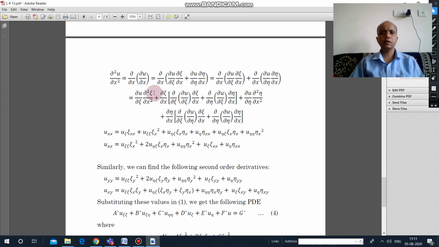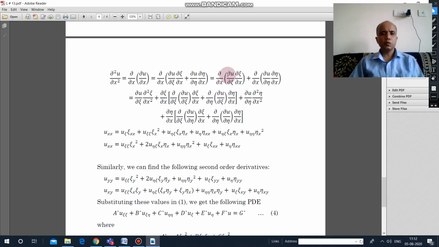Now look at this, the first derivative of second. So the second derivative of second is ∂²ξ/∂x². It's very simple. But when you find the derivative of ∂/∂x of ∂u/∂ξ, you must remember that this ∂u/∂ξ will be a function of ξ and η. Clear? So it means if you are going to differentiate it with respect to x, again you have to apply the same procedure.